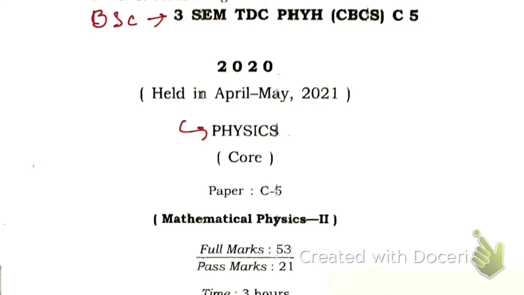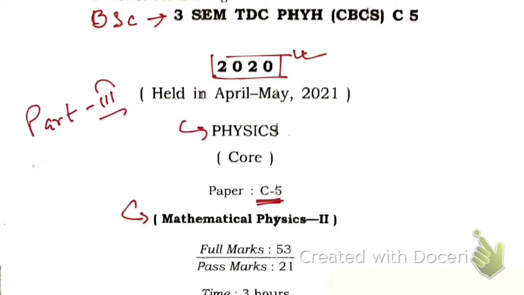Here I am solving the C5 paper, Mathematical Physics of 2020. I have already made two videos, part 1 and part 2. Links will be given in the description box, so please go through them. And this is part 3.